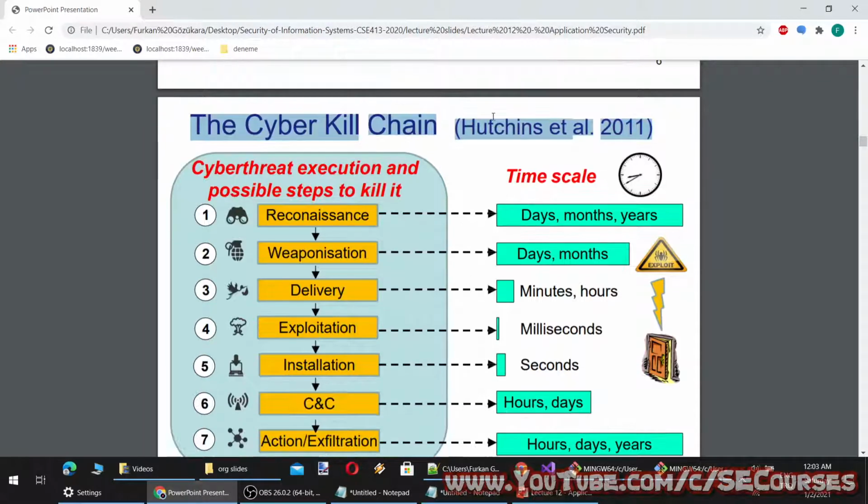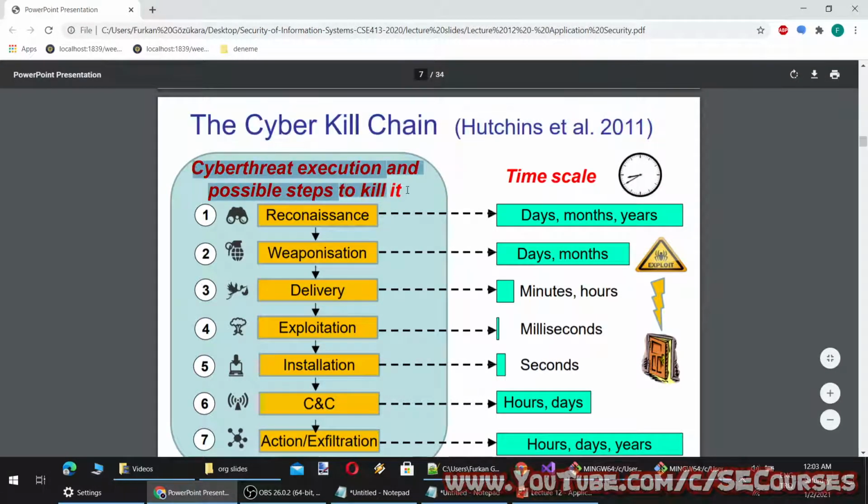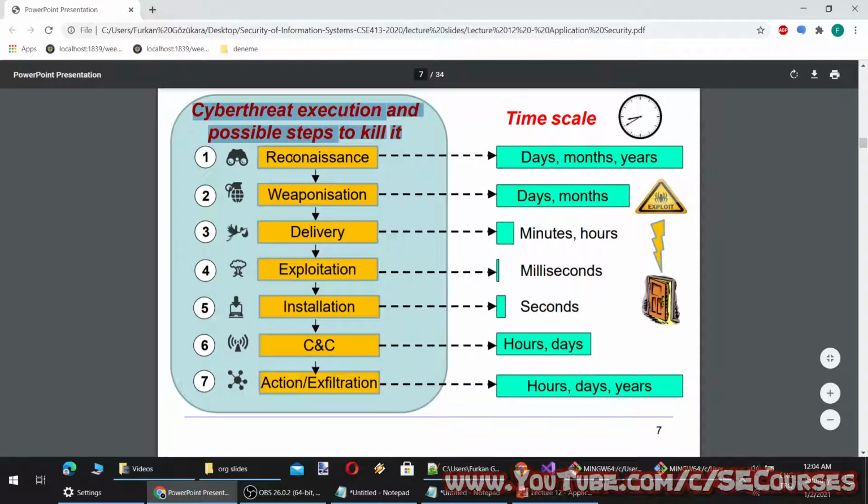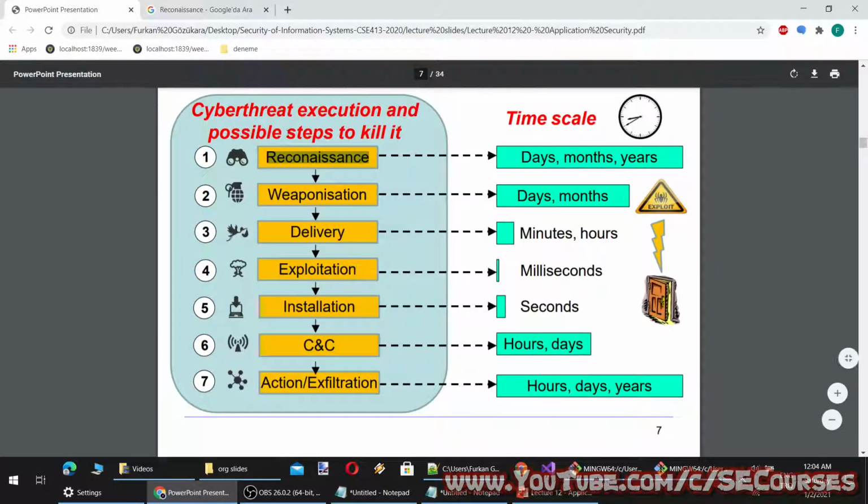The Cyber Kill Chain, Hutchins et al., 2011. Cyber threat execution and the possible steps to kill it. You see, there is reconnaissance, and it may take days, months, or years. Then weaponization, days, months. Delivery, minutes, hours. Exploitation, milliseconds. Installation, seconds. C2, I think this is command and control, hours, days. Actions on objectives, exfiltration, hours, days, years.